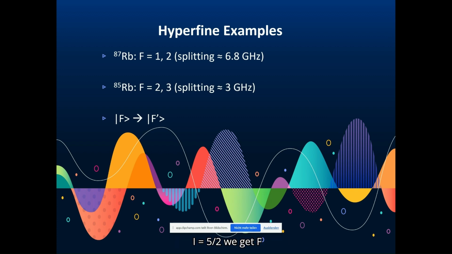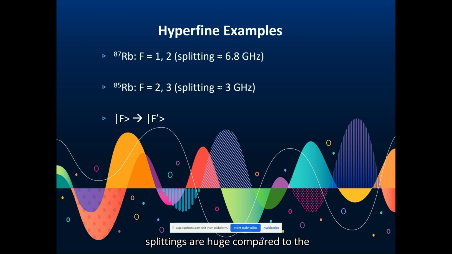In rubidium 85, with I equals 5/2, we get F equals 2 and F equals 3. The reasoning behind it is exactly the same as before. The splitting is about 3 gigahertz in this case. Similar hyperfine splittings also occur for the excited states like 5p 1/2 and 5p 3/2.